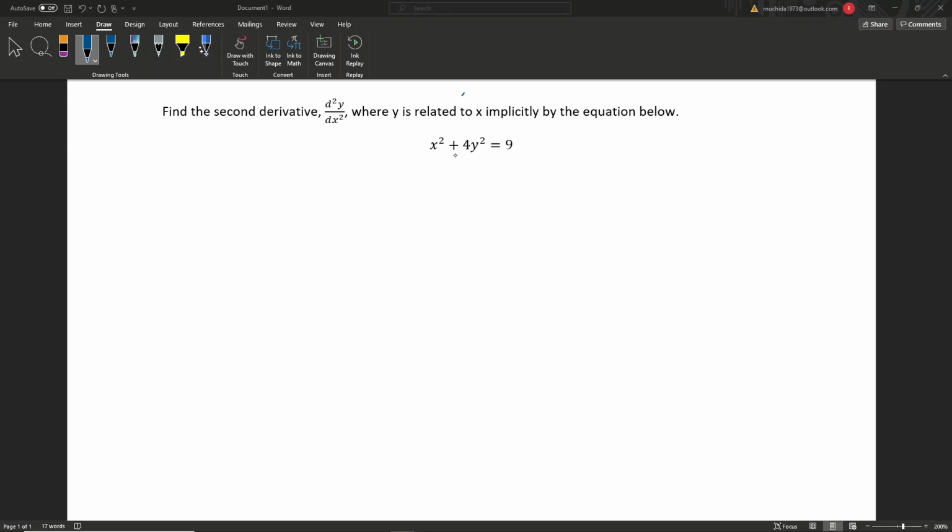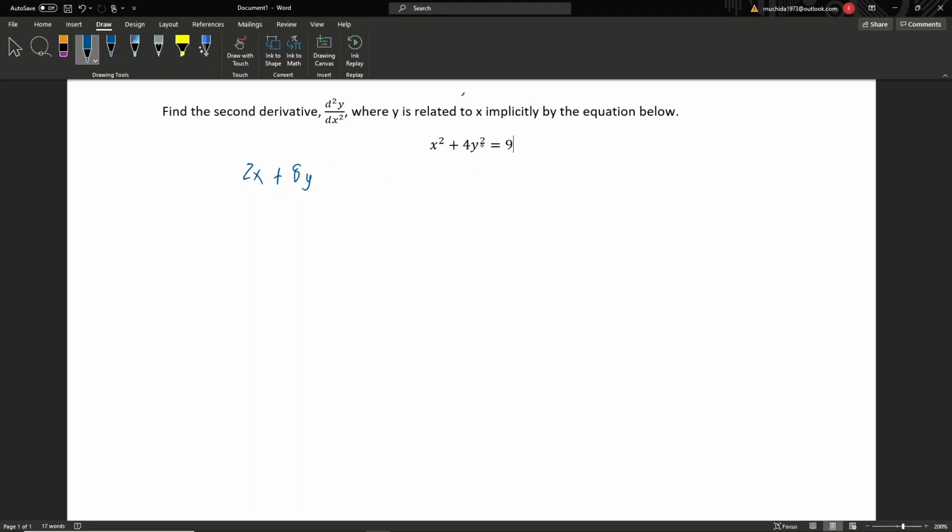So we've got to first find the first derivative, dy/dx, again using implicit differentiation. Remember, for implicit differentiation, we take the derivative of both sides with respect to x, and we consider that y is a function of x. So the derivative of x squared is just 2x. And for the derivative of 4y squared, we use the power rule: we multiply by the exponent, so we'd have 8y to the first, because we subtract 1 from the exponent.